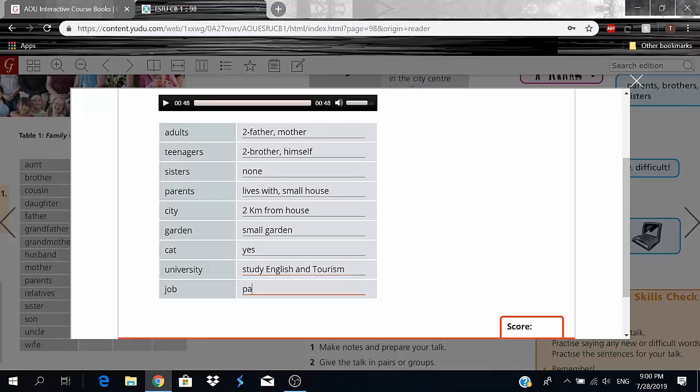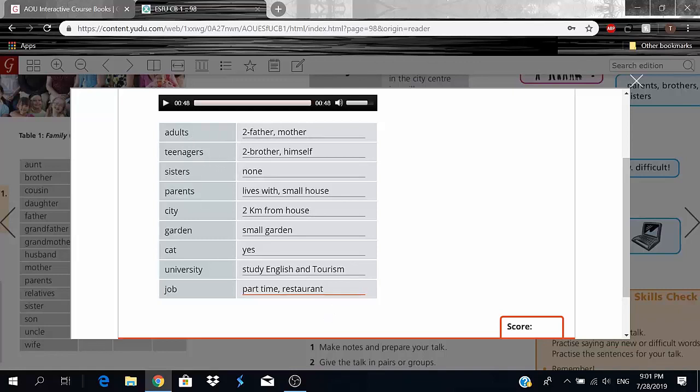And finally, job. He said he had or he has a part-time job. Part-time. I don't really need to write job, so part-time. And he works at his father's restaurant, if I remember correctly. So restaurant. Okay? And that's it.